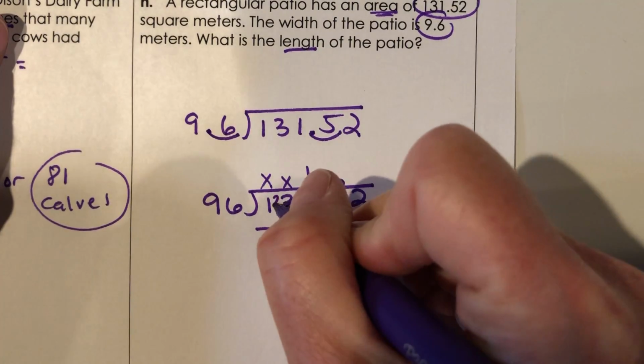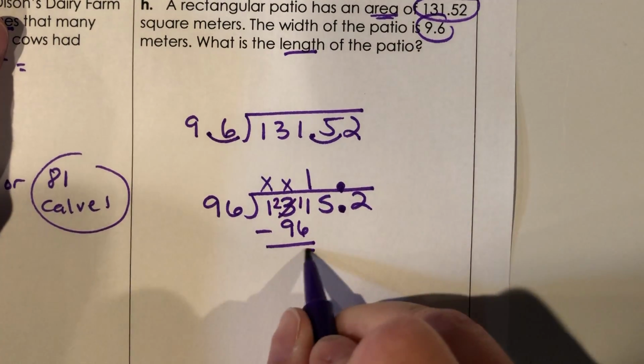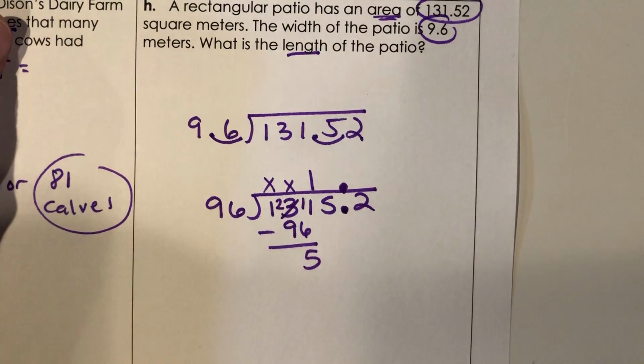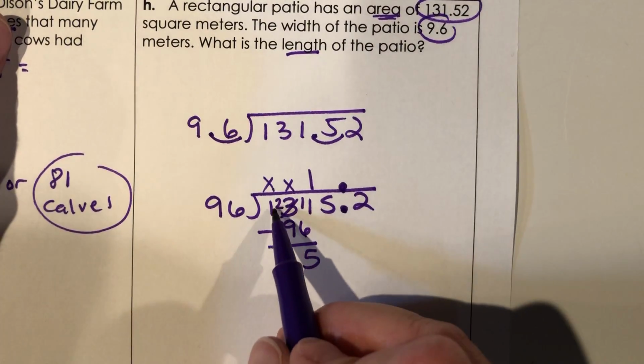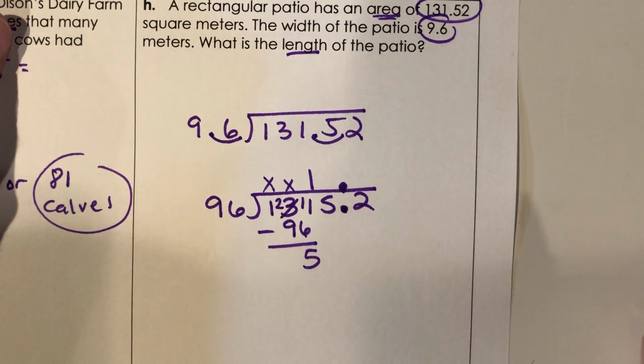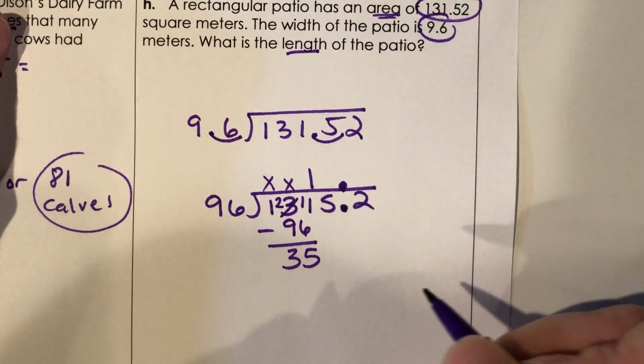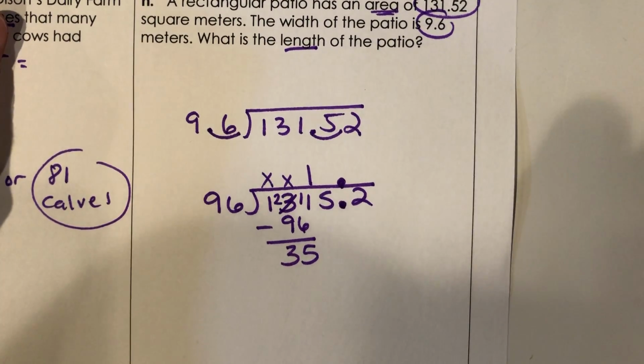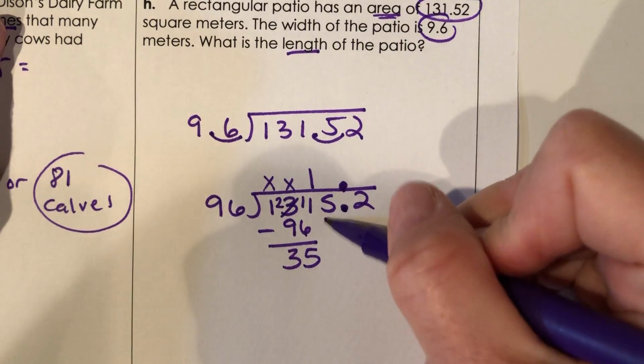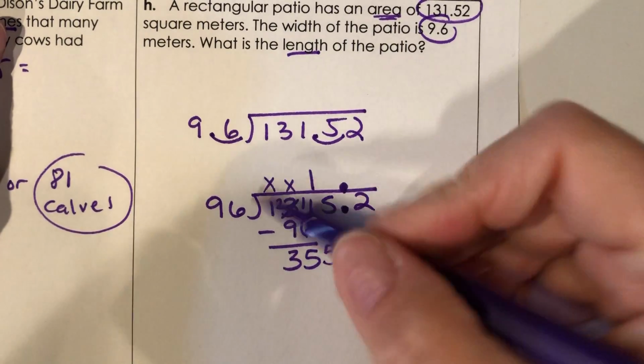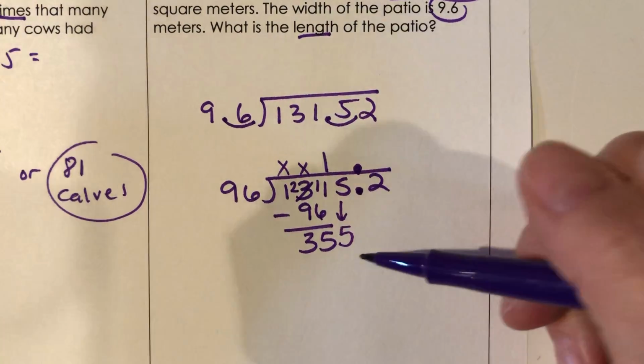All right, 3, going to borrow from that. 11 minus 6 is 5. I just see this now as 12 minus 9. You could borrow again if you want, but if you borrow from this 1 and make it a 0, this is still 12. 12 minus 9 is 3. 35 is less than 96, so we're in good shape. All right, my next number to drop down is a 5. How many times would 96 go into 355?